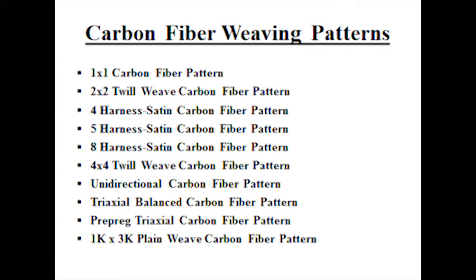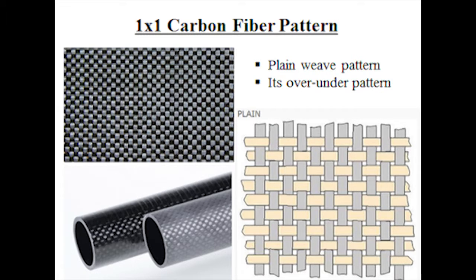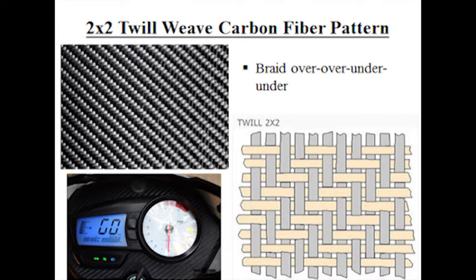Now moving toward the weaving pattern of carbon fiber, there are various carbon fiber patterns listed here. The simple one is the 1 into 1 carbon fiber pattern, that is the under over pattern. The second one is the 2 into 2 12K weave carbon fiber pattern. The braid is an over under pattern. It is also used in the Apache 180 160 RTR.